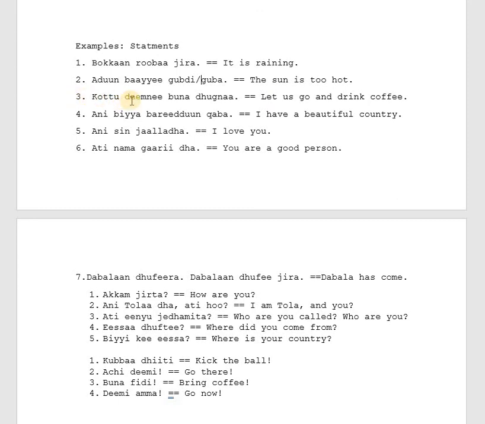Kottu deemnee buna dhugnaa. Kottu come, deemnee, let's go, buna, coffee, dhugnaa. Come, go, coffee drink. It looks like the translation is, if we go that way, it's not. Let's go and drink coffee.